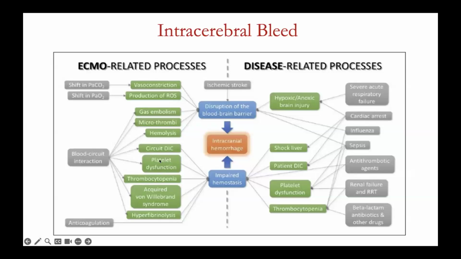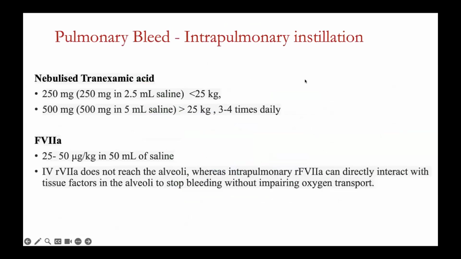I've already mentioned to you about platelet dysfunction, acquired von Willebrand syndrome, your hypofibrinolysis, which can occur on ECMO. And of course, the disease-related process, your shock liver, platelet dysfunction due to your renal failure, antibiotics. So you have patient-related as well as ECMO-related problems that can contribute to bleed, and CNS bleed can be the end of the story.